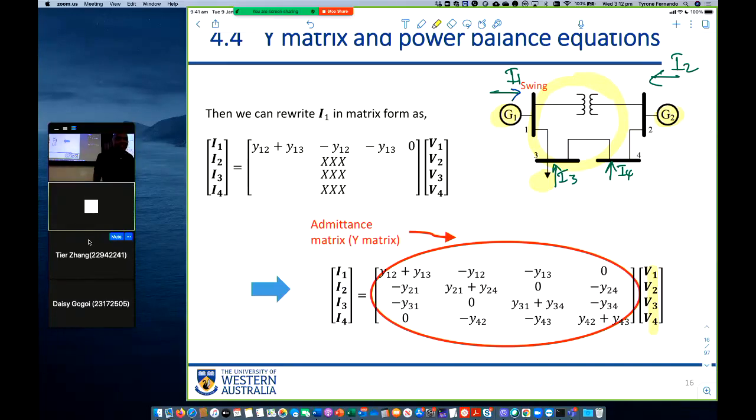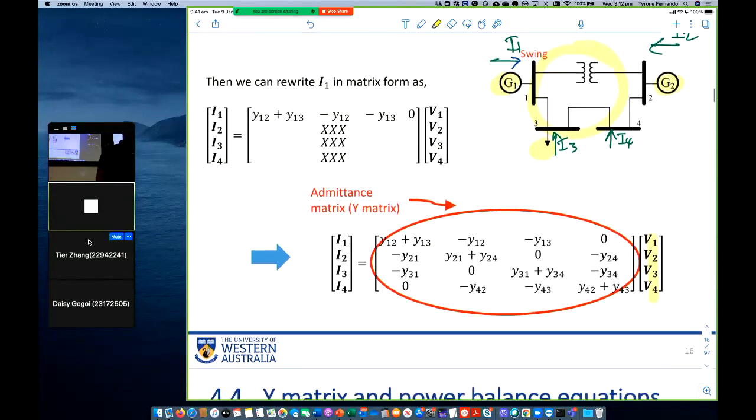So we can eliminate current from our equations by using this equation that involves the admittance matrix. The current vector is the admittance matrix times the voltage vector. Okay? So that's the motivation behind writing this equation.